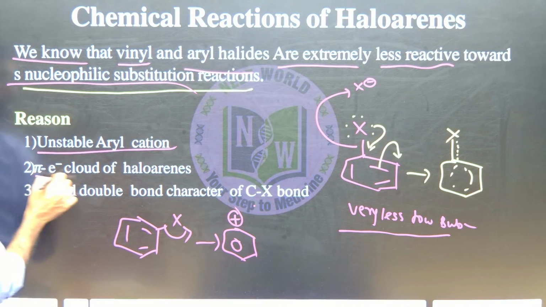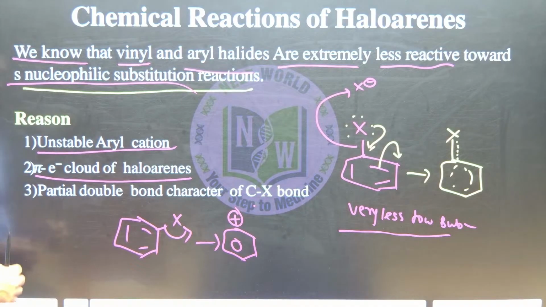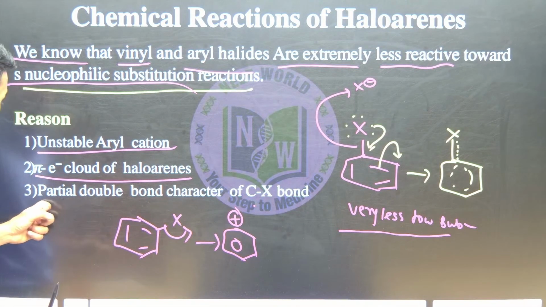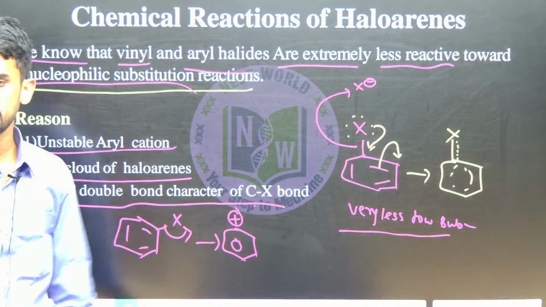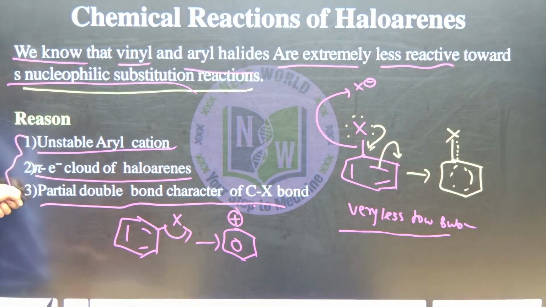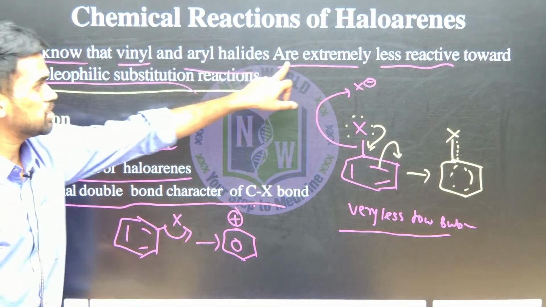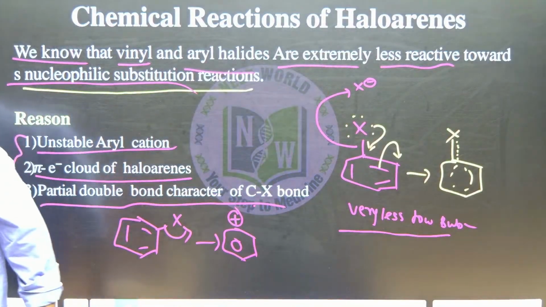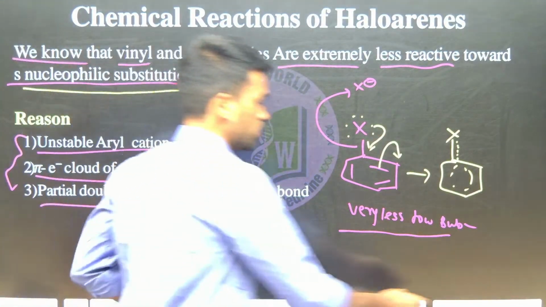And the pi electron cloud of the haloarene is in conjugation. That is the partial double bond character of C-X. So due to this reason, it is very less reactive, extremely less reactive, as we have mentioned here. This is the point you need to remember.